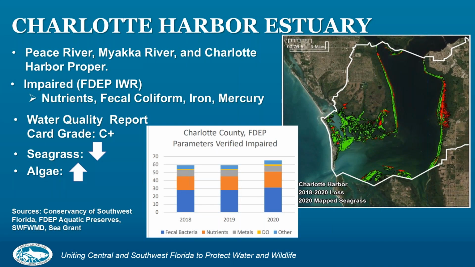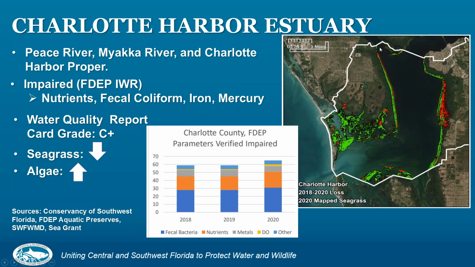Okay, so moving down through Charlotte Harbor Estuary. Charlotte Harbor is the largest, deepest, and most diverse of the estuaries in this region. It's influenced by the Peace and Myakka rivers, as well as the Charlotte Harbor proper watershed. And you'll see also there's seagrass loss throughout when you look at that map on the right.